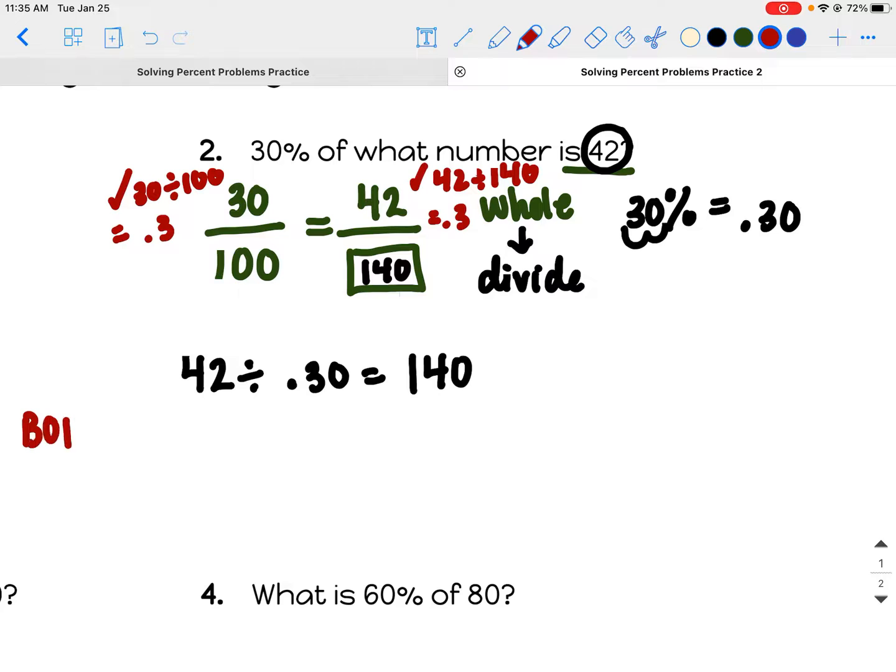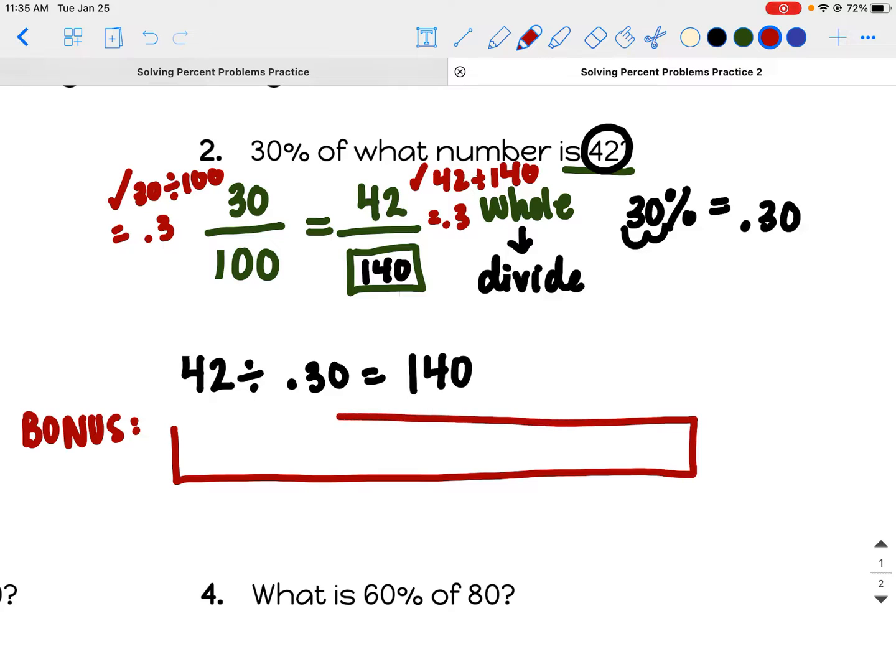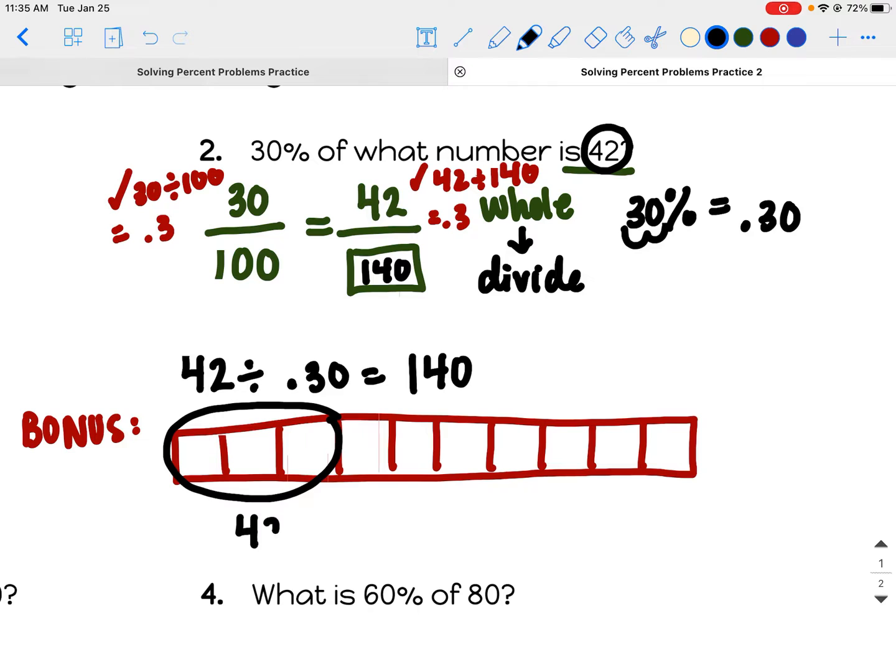Now, I want to talk about a bonus strategy. Anytime we're given percents like 30, 40, 50, we know we can break down 100% into a model, right? And what can we break it down into? Well, we can break it down into 10 equal parts. 1, 2, 3, 4, 5, 6, 7, 8, 9, 10. Each of those parts would represent 10%, right? In this case, we know 30% equals 42. That means 3 of these parts equal 42. And can't that help us find the value of each of those boxes to give us the total?